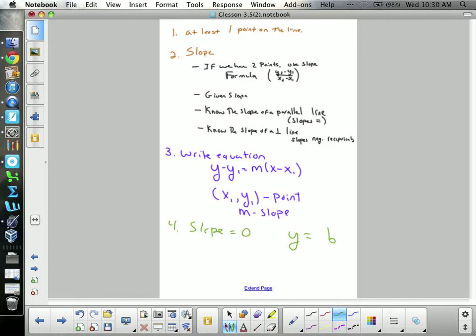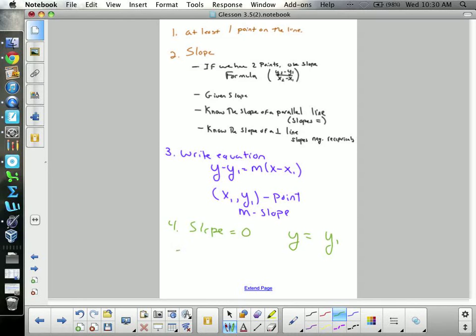Or for that matter, y equals y1, because whatever that is, that's a coordinate of a point. Because you already know a point, you know if the slope is 0, it's just y equals y1, whatever y is, because there's no slope. 0 times x is 0.